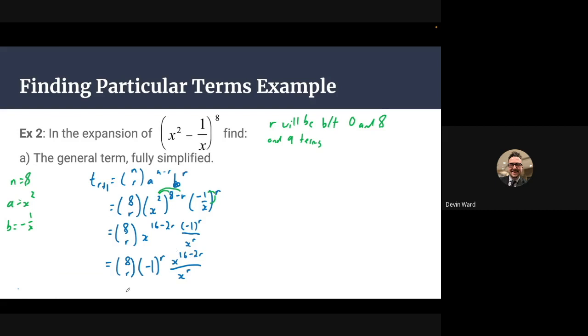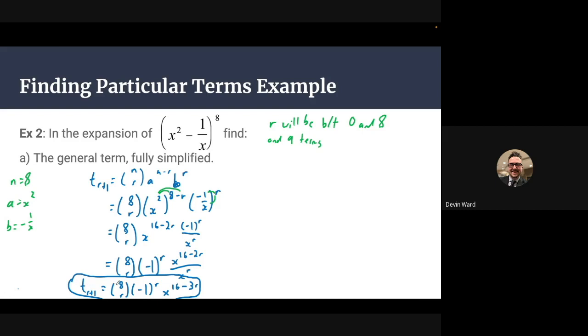Okay, so that leads me to my final simplified solution of t to the power of r plus 1 is 8 choosing r times negative 1 to the power of r. And I have x to the power of 16 minus 2r minus another r. So that simplifies to 16, 2r minus another r would give us 3r. And that is the general term.